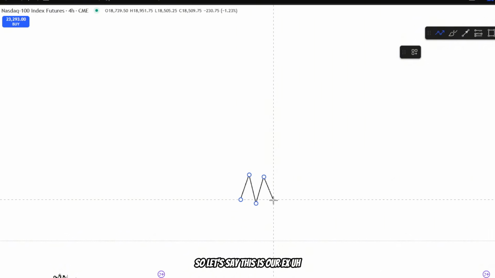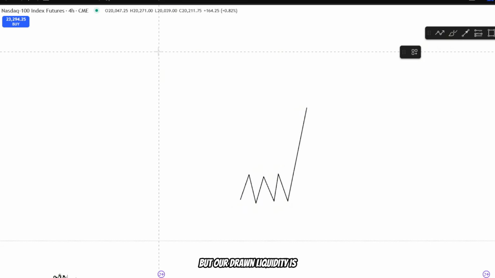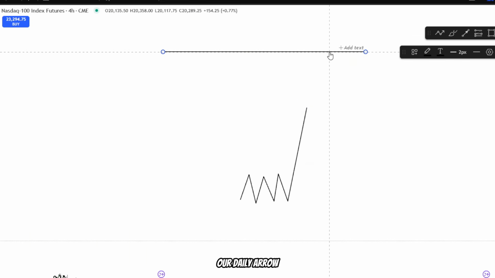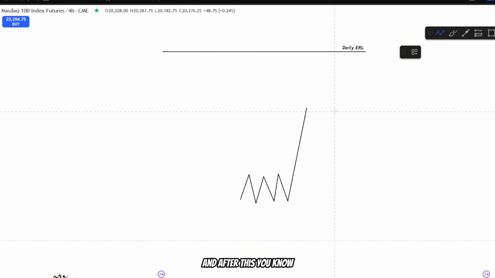So let's say this is our accumulation phase. Then we have an expansion, but our drawn liquidity is, let's say, this daily previous day high. Let's say this is our daily ERL. I'll mark this out: daily ERL. And after this expansion phase, have we met the daily ERL? No, we have not.